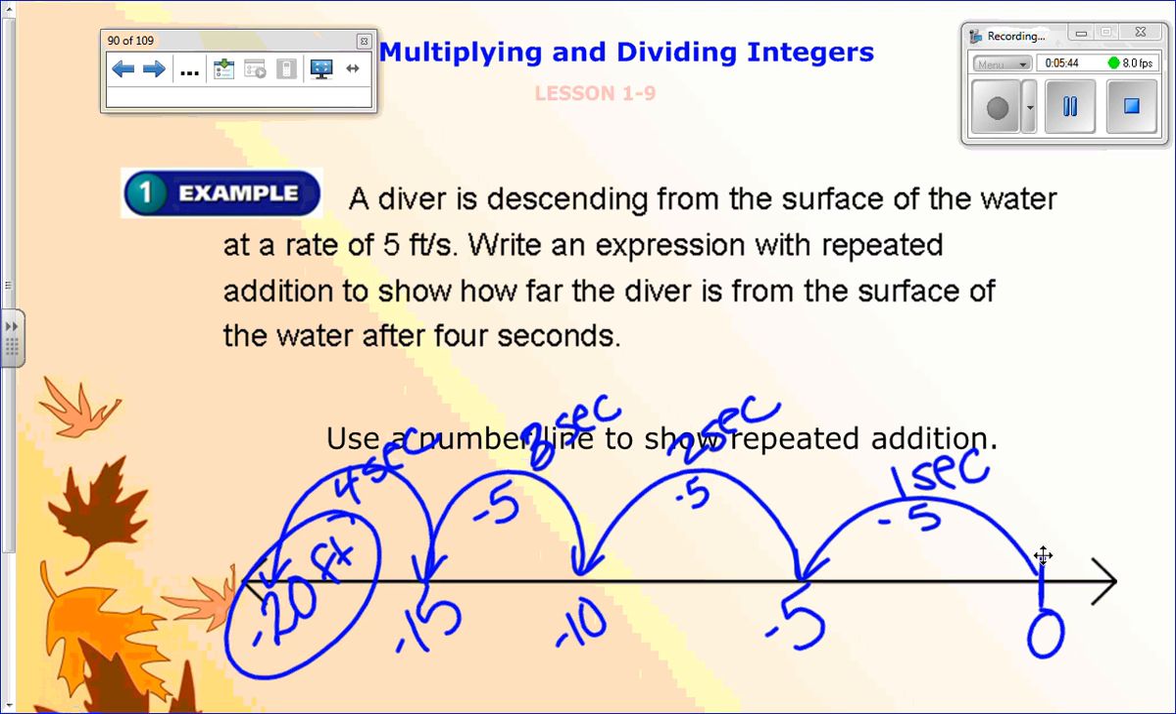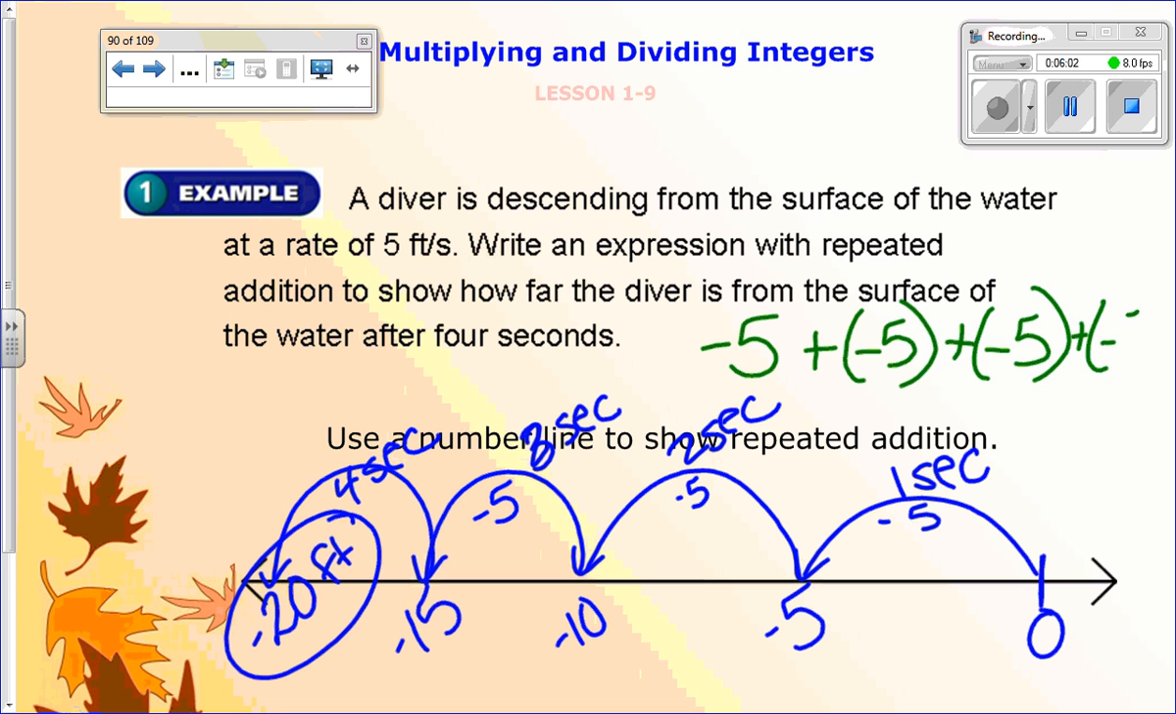And that would be your answer. So here, basically, I just went with what they gave us. They gave us the rate, and then they showed the rest of it. Now, I could do this with repeated addition because he was at negative 5, then he added another negative 5, then he added another negative 5, and so on. And when you do that, you end up at negative 20 feet. So that's one way to do this.